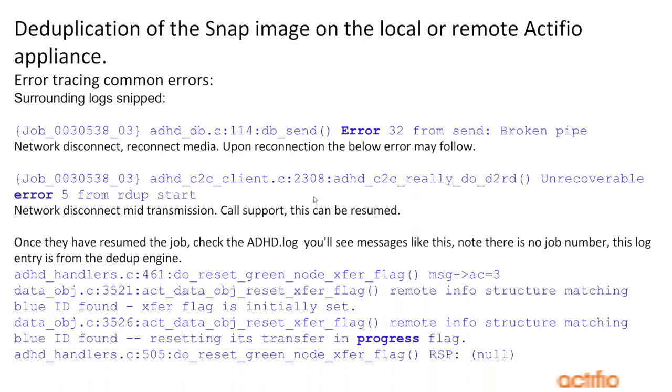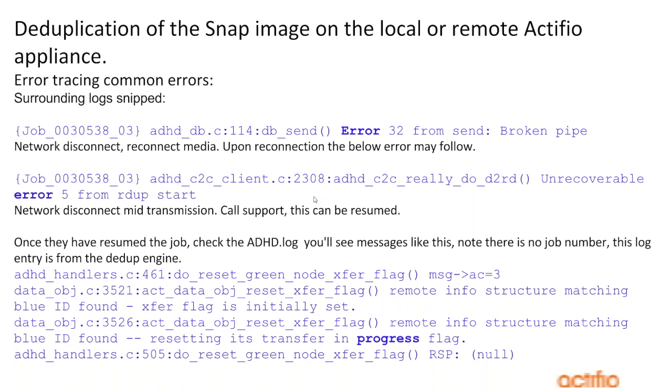If this happens to you and you just want a little extra assurance that things are going the way you expect, when you pull these logs out, search for progress. And this unfortunately does take a little bit of digging. As you'll notice in this log snippet at the very bottom here, there's no job number because these events are not being logged at the job level. These are actually events at the dedupe engine level.